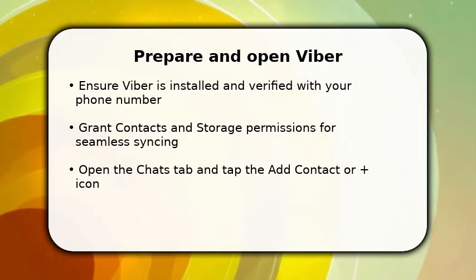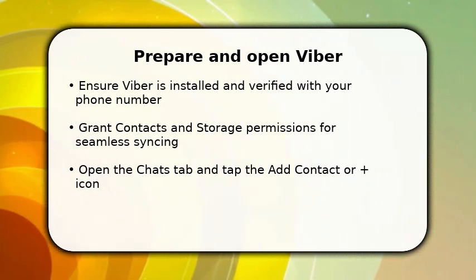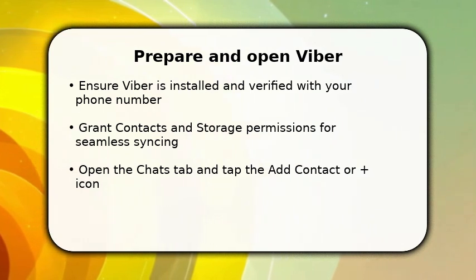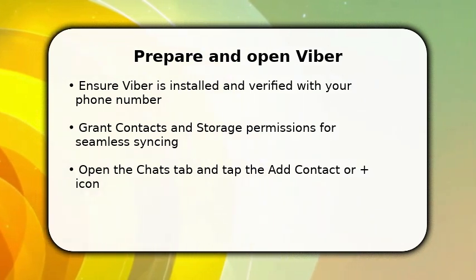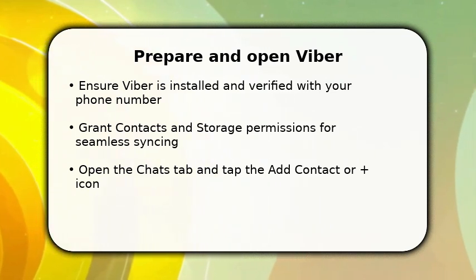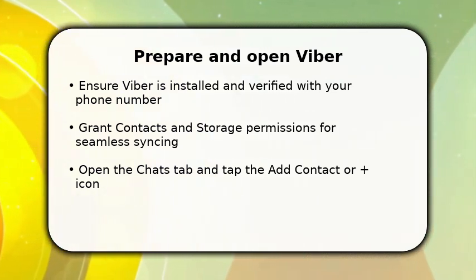You want to add a contact now, so start in the Viber app on your phone. First, confirm Viber is active and has contacts permission. This lets Viber suggest matches and prevents duplicate entries. Once done, open the Chats tab, tap the plus or add contact icon to begin. You're doing this to ensure Viber can access numbers and sync them.